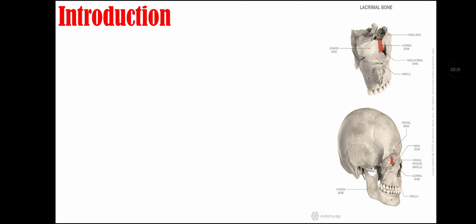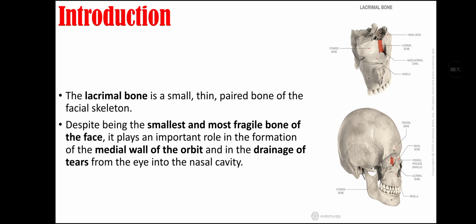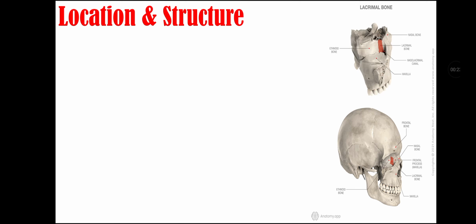So let's start our topic with introduction. Lacrimal bone is a small, thin, paired bone of facial skeleton. Despite being the smallest and most fragile bone of the face, it plays an important role in formation of medial wall of orbit and drainage of tear from eyes into the nasal cavity.